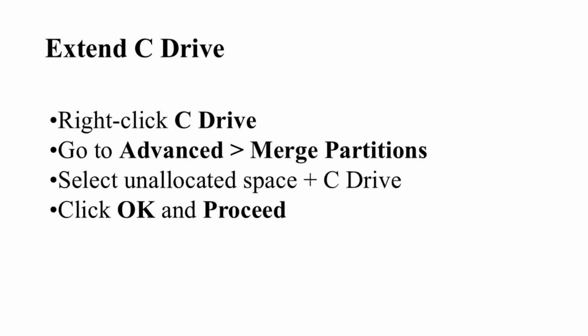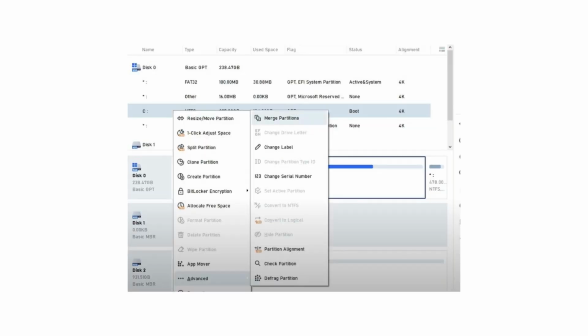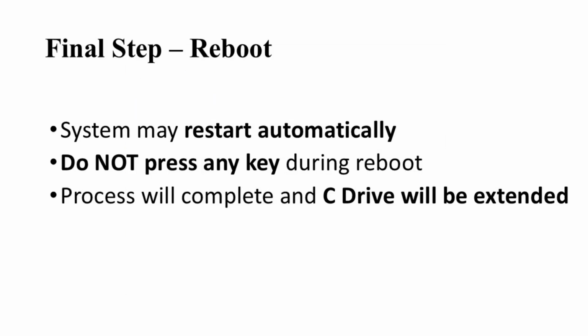After that, you get to right-click on the C drive, then go to advanced and then merge partitions. You'll see your C drive selected and just below it, the unallocated space will also appear. Check the box next to the unallocated space and click OK, then press proceed. Your system may restart. Do not press any key when it reboots. Let it complete the process automatically. Once done, your C drive will be successfully extended.